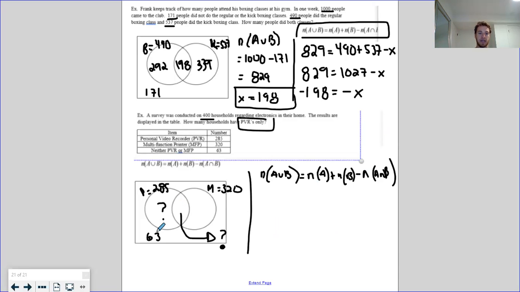Okay, so to start, there are 400, and we're going to minus 63 because that's how many people are not included. So 337 is how many people are in both circles. You have 285 in the first circle. You have 320 in the second circle. And then you have minus X. So you're going to add up the two circles.